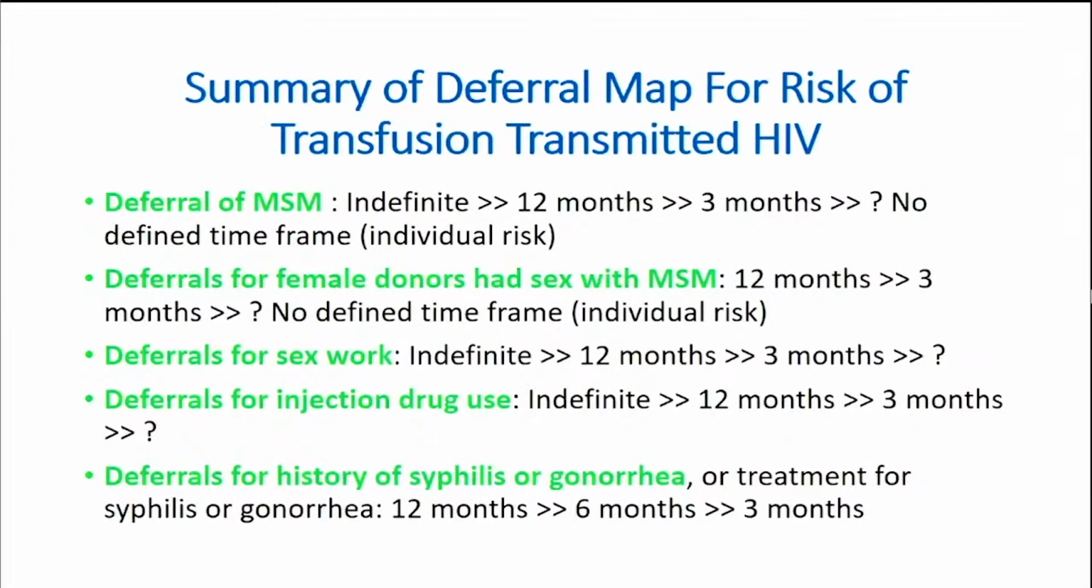In regard to the summary of donor deferral for HIV risk, in the past there was a deferral for what used to be thought of as high-risk sexual practice, male sex with male. It was indefinite, and then we will talk about that. It was dropped to 12 months in some countries, and then 3 months, and now it has been implemented in countries with advanced transfusion medicine to be a defined time frame or based on individual risk. Female donors who had sex with a man who has sex with men also have the same deferral roadmap.